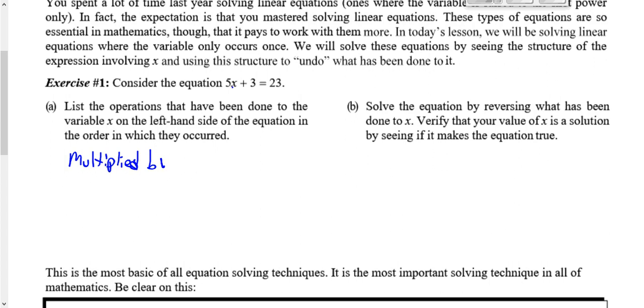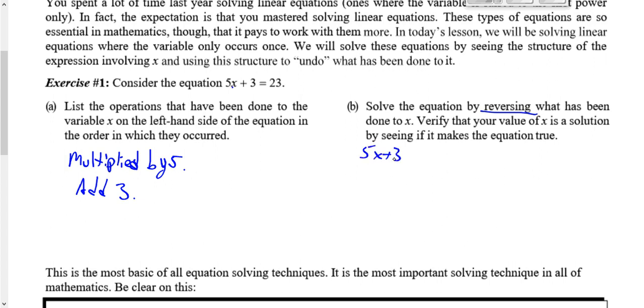Multiplied by 5. And then what would you do after that? Then, yeah. And then added, 3 is added, right? Add 3. Like if you were to plug a number in for x and evaluate it, right? Okay? So now in part B, they're asking us to do what? Solve the equation by reversing what's been done to the x, right over here. Right, so when we solve it, the first thing we'll do is go order of operations backwards, right? And so what's the opposite of adding 3? Subtract 3. Right, so let's write it down.